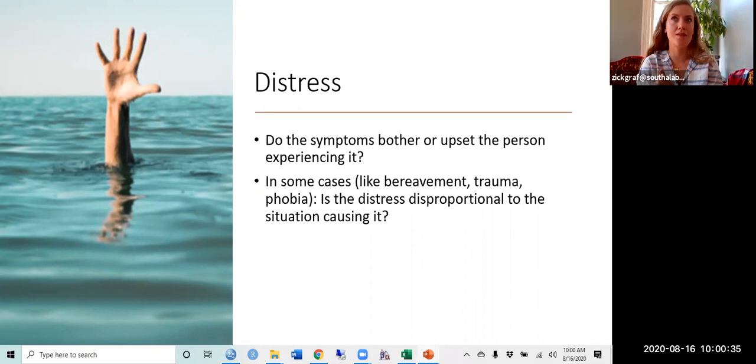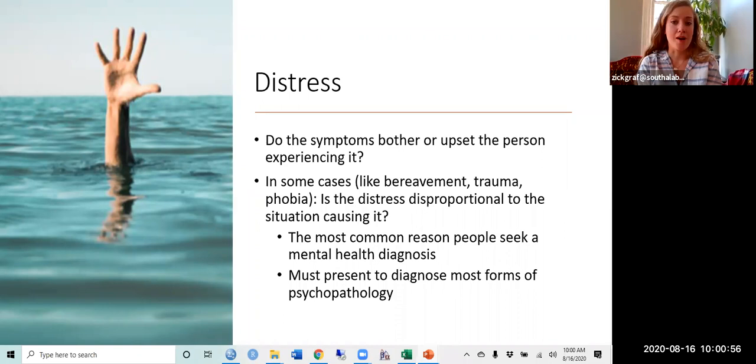We would only consider someone who's grieving to be depressed if, in our clinical judgment, the symptoms of depression went above and beyond the distress that we would expect for someone in their position. Distress is usually the reason why people seek a mental health diagnosis. It's usually what brings people to treatment, the fact that the symptoms are bothering them and they want to get better. And in most cases in the DSM, with just a few exceptions, the person actually has to be experiencing distress for them to meet criteria for the diagnosis.